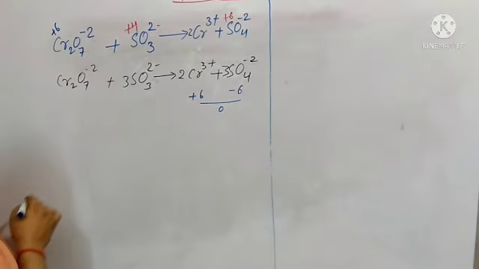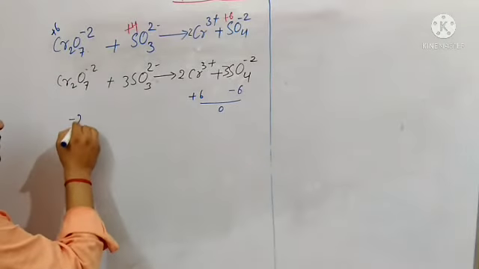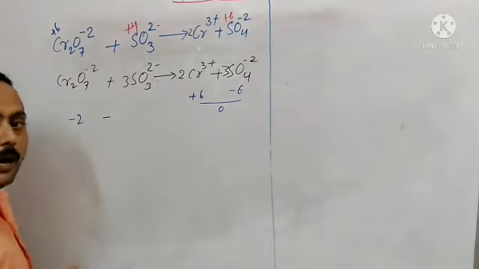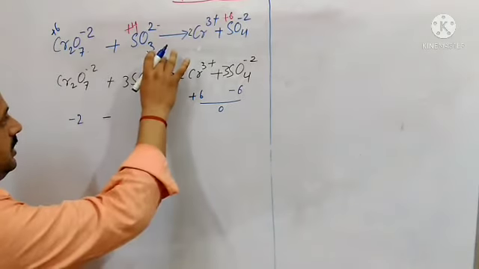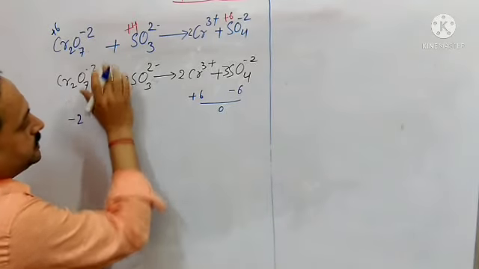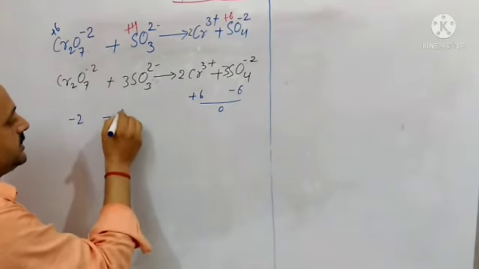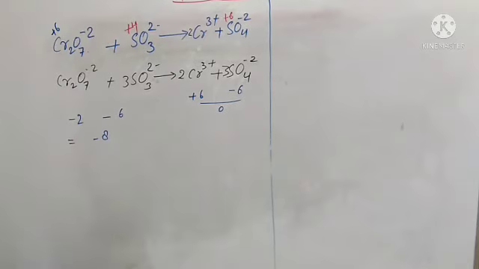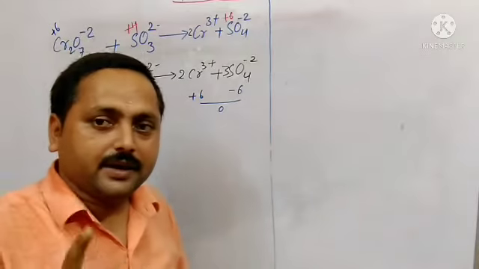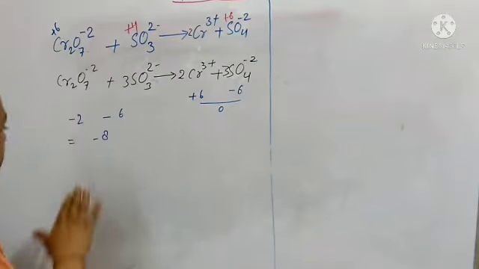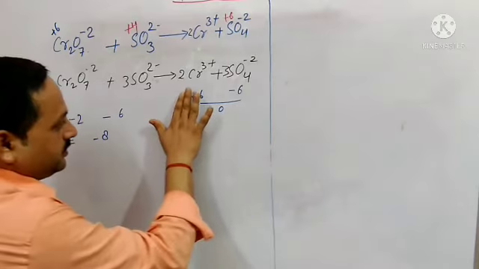Let me see this side. Minus 2 here and there. How much is there? At 1 minus 2. So 3 are there. So that will be minus 6. So total charge is minus 8. Total charge is minus 8. Understand this? And then what to do? Let us see. Here minus 8 is here and there is 0.